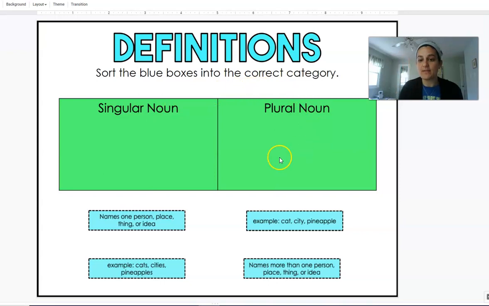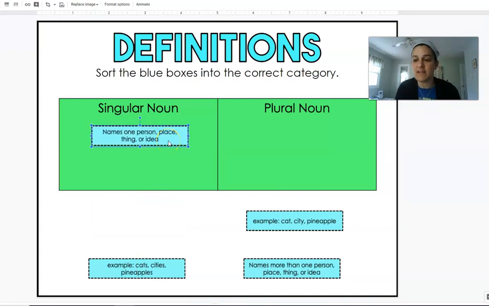When I look over at the word plural, I think of more than one. Okay, so it could be any amount, but more than one. So when I look down here at the definitions, it says names one person, place, thing, or idea. If it's naming one, then that is considered a singular noun. For example, one cat, one cardinal, one pencil. And in fact, here we go. We have some examples here. So let me move over to the other definition.